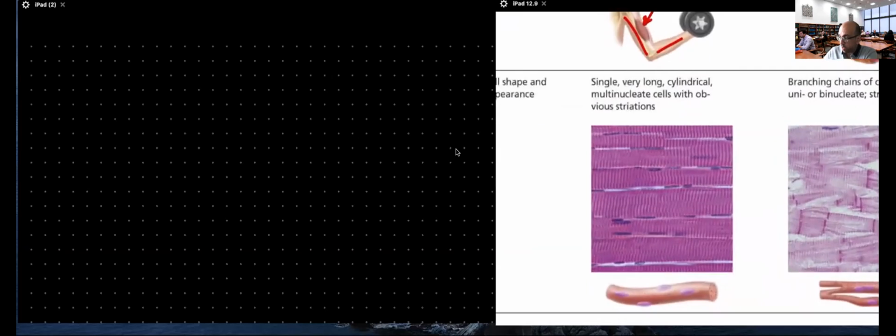If you remember, when we looked at skeletal muscle tissue under the microscope, the skeletal muscle fibers were cylindrical, striated, and multi-nucleated, meaning they have more than one nucleus inside each muscle cell. So again, under the microscope, skeletal muscles had cylindrical-shaped muscle fibers or cells, which are striated and multi-nucleated.